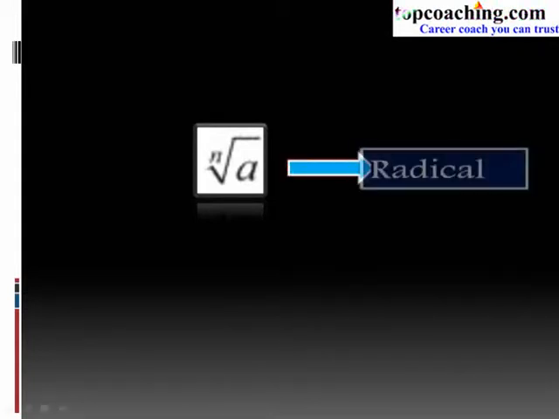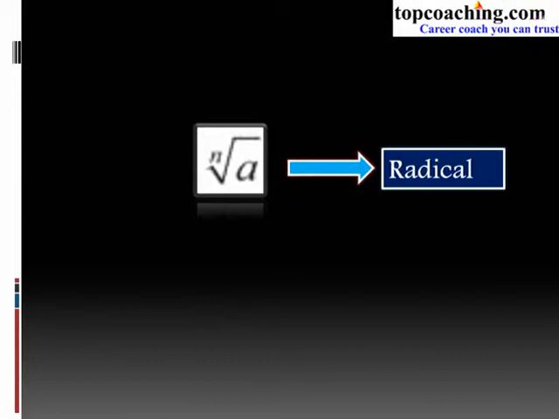Now we denote the nth root of any number a in this way. This is known as the radical sign. If n is equal to 2, then it is known as the square root of a. If n is equal to 3, it is known as the cube root of a. If n is equal to 4, then it's known as the fourth root of a, and so on. So this expression is known as a radical.